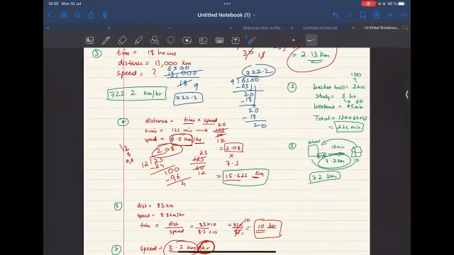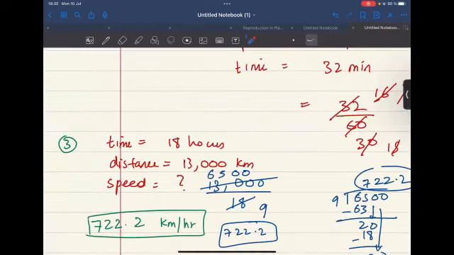Okay, so the third question. I've given you that the time taken for Sam to reach America is 18 hours, covering a distance of 13,000 kilometers. You need not convert anything. It's basic, you just need to apply the formula. You know that the formula is speed equals distance by time. Distance is 13,000, time is 18 hours. 13,000 divided by 18 is 722.2.